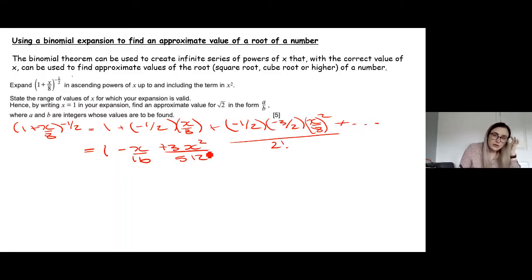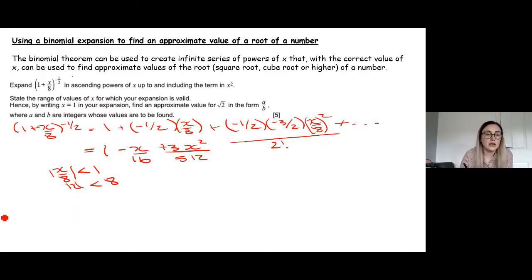Okay, so does it say where the expansion will be valid? State the range for which it is valid. Okay, so the expansion is going to be valid. We're looking at x over 8 this time, so x over 8 is less than 1, so x is going to be less than 8.